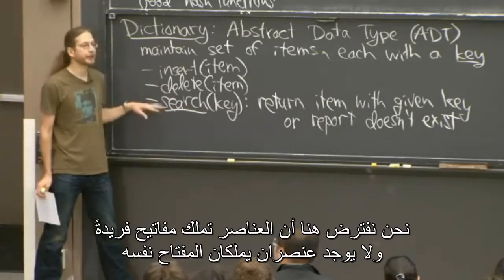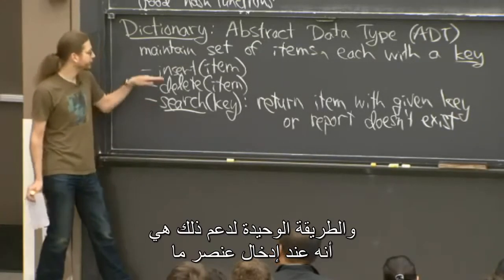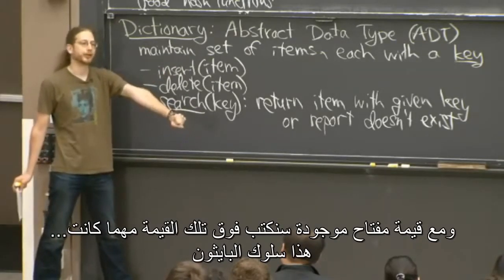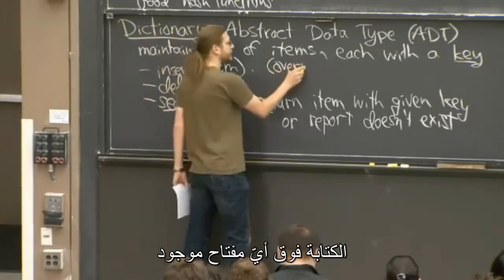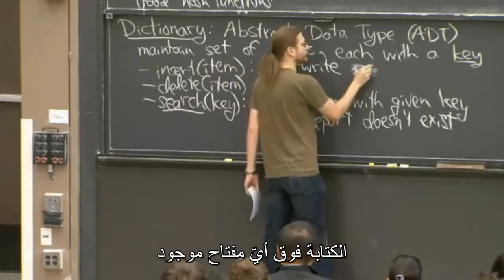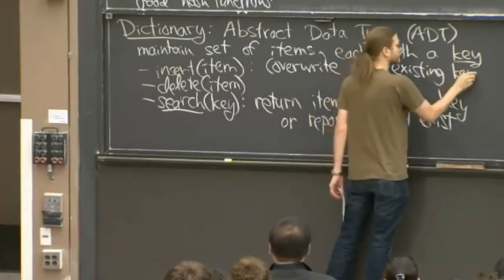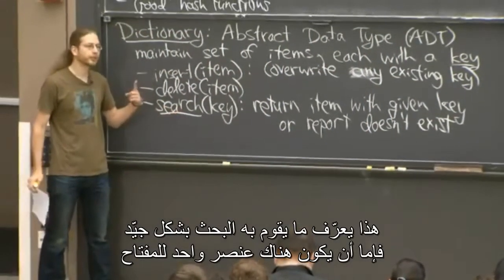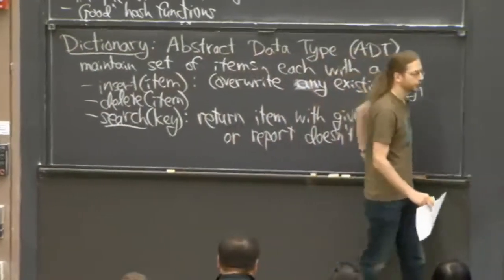So we're assuming here that the items have unique keys. No two items have the same key. And one way to enforce that is when you insert an item with an existing key, it overwrites whatever key was there. That's the Python behavior. So we'll assume that. Overwrite any existing key. And so it's well defined what search does. Either there's one item with that key, or there's no item with that key, and it tells you what the situation is.